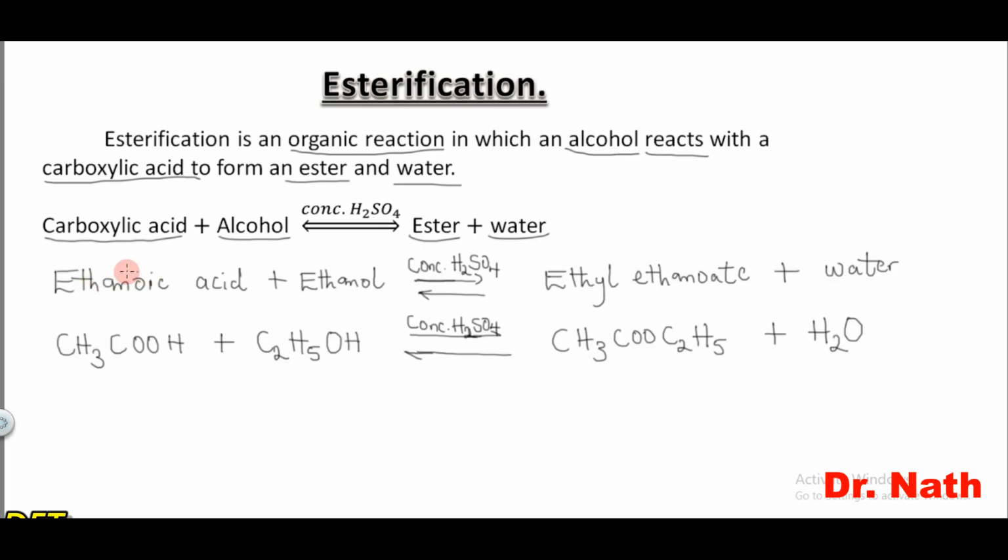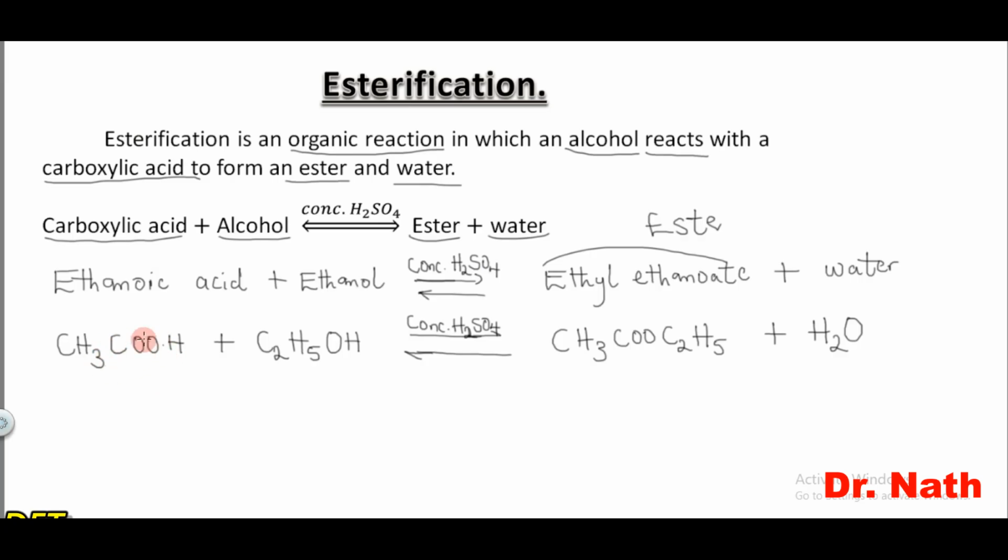Ethanoic acid is an example of a carboxylic acid, and ethanol is an example of an alcohol. So when ethanoic acid reacts with ethanol in the presence of concentrated tetraoxosulphate(VI) acid, that will give you ethyl ethanoate and water. This ethyl ethanoate is the ester. Ethanoic acid is the carboxylic acid. Ethanol is the alcohol. And remember that the concentrated tetraoxosulphate(VI) acid is acting as a catalyst and a dehydrating agent.